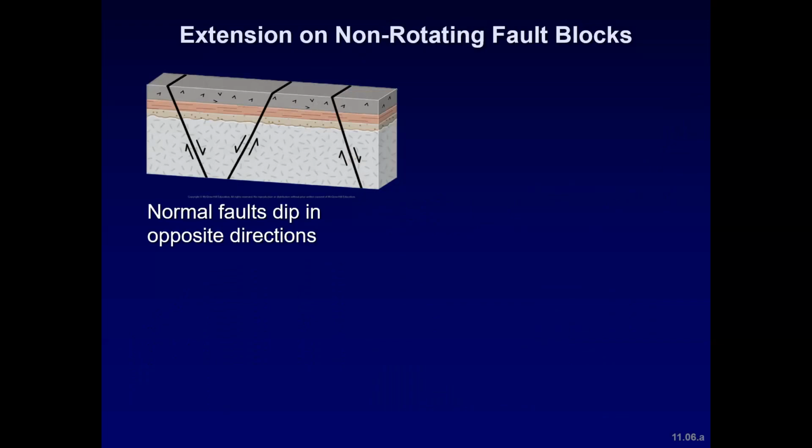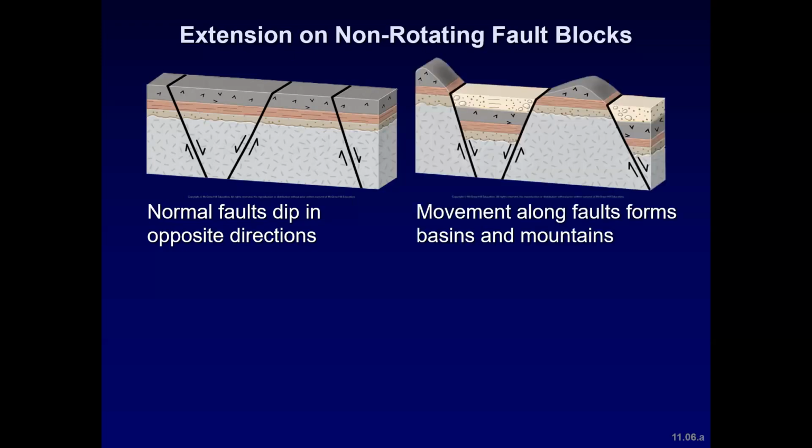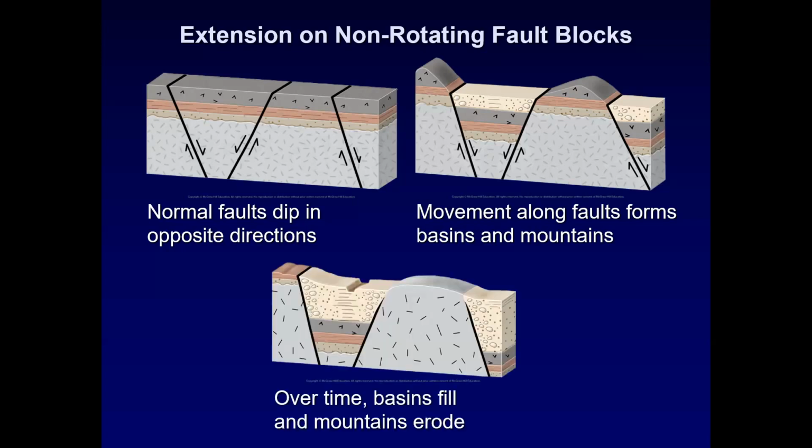Okay, let's talk about extension on non-rotating fault blocks. So in this case, you have normal faults dipping in opposite directions. Now, with extension, the upthrown blocks become mountains bounded by faults. And then erosion of those mountains contributes sediments to basins. Those mountains are gradually eroded, and the basin sediments may overlap the edges of the range.